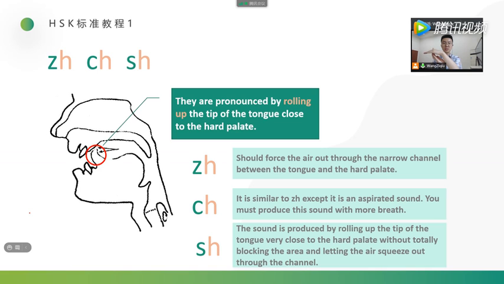And when we pronounce sh, the tip of your tongue gets close to the hard palate without blocking the airflow. Sh. Okay, do you understand it? Now you can practice these 3 initials.